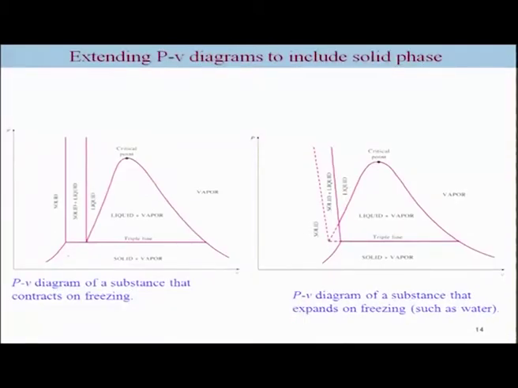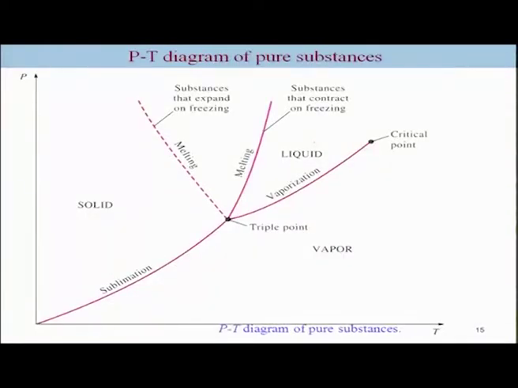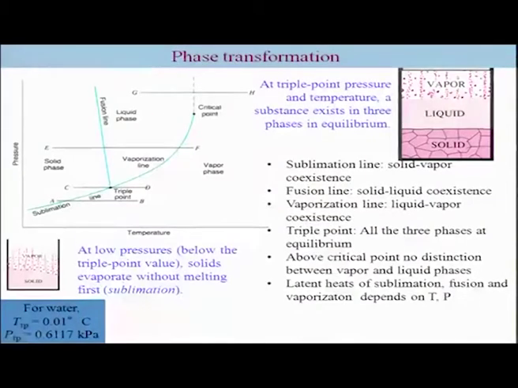So let me summarize in this form. Again, this is a PV diagram for substances that contract on freezing. Okay, and this is a PV diagram for substances which expand on freezing, and that is evident from this dashed solid-liquid line. Okay, so on a PT diagram, this is the melting and fusion curve for substances that expand on freezing. This is the melting fusion curve for substances that contract on freezing, the vaporization curve and the sublimation curve. Okay, now you can have phase transitions along these various different regions.